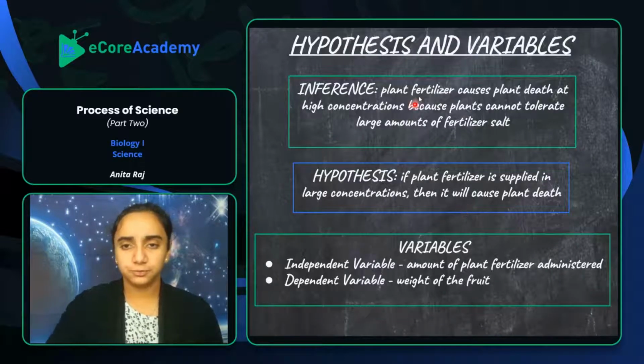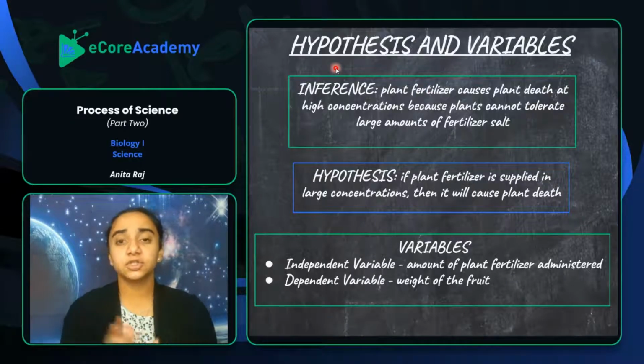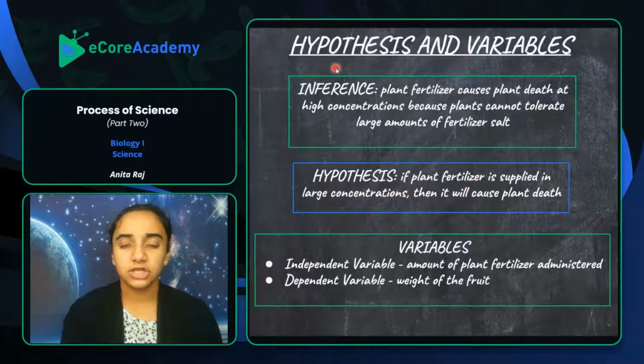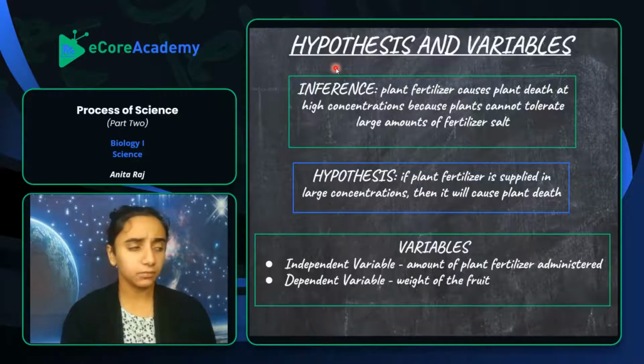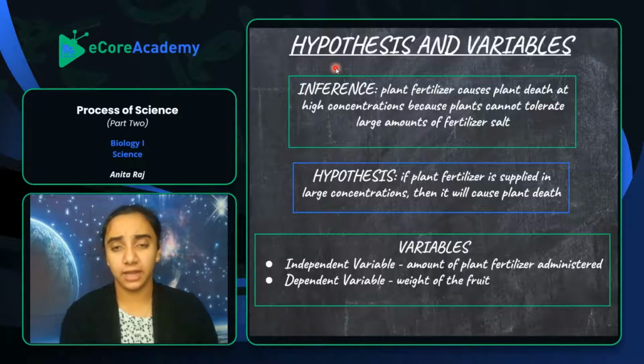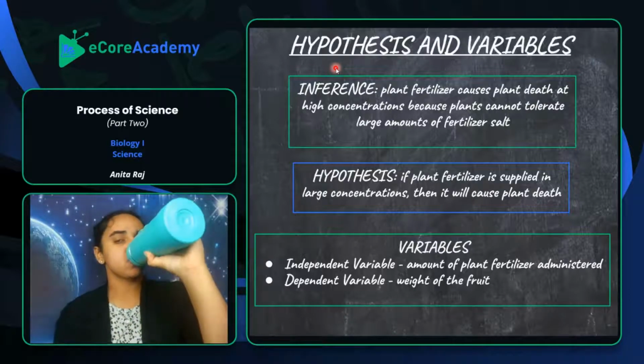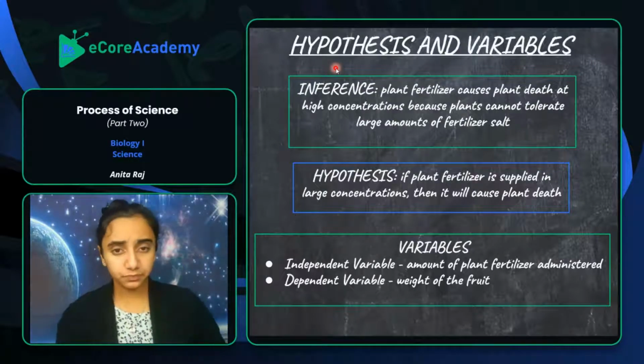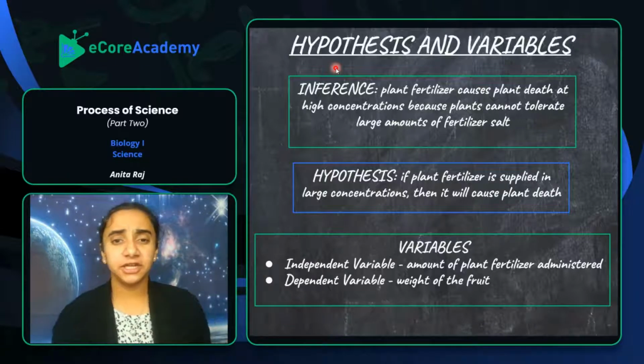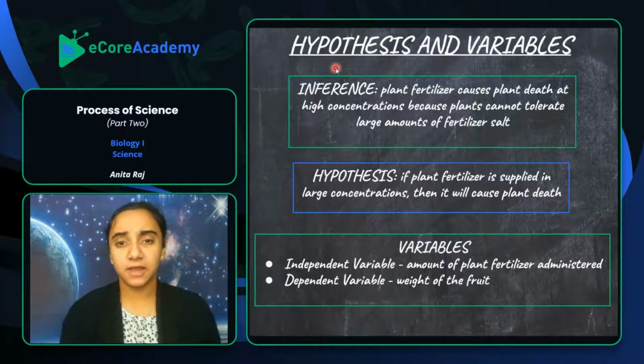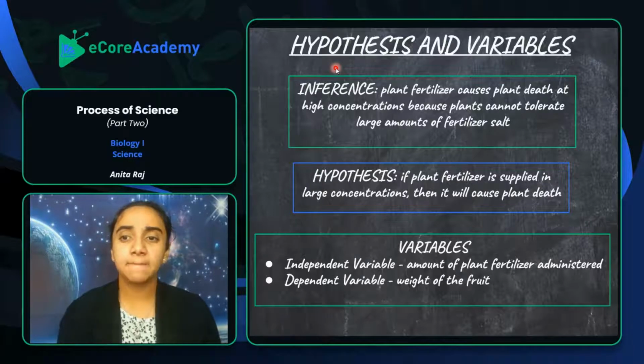So here's the inference. Remember inference, where we see a situation and we try to draw a conclusion based off of what we can see. And inferences and hypotheses go hand in hand. So our inference that I've written here is that plant fertilizer causes plant death at high concentrations because plants cannot tolerate large amounts of fertilizer salt.